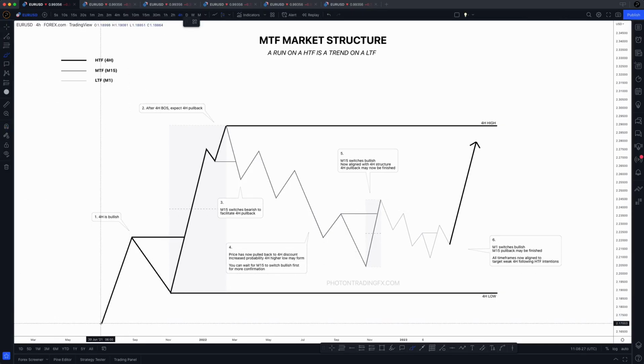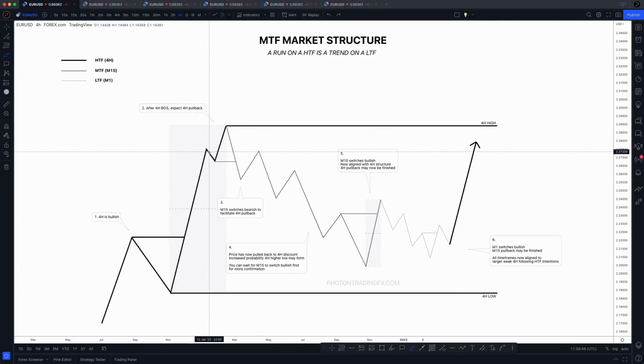So 4-hour swing structure, the higher time frame: higher high, pulls back to form a higher low, and then we break structure to the upside in one big swing move. At that point, we know we are bullish, and we know we are trading between the 4-hour low and the 4-hour high. That is our swing structure. Now, what do we expect after a break of swing structure? We expect a 4-hour swing pullback.